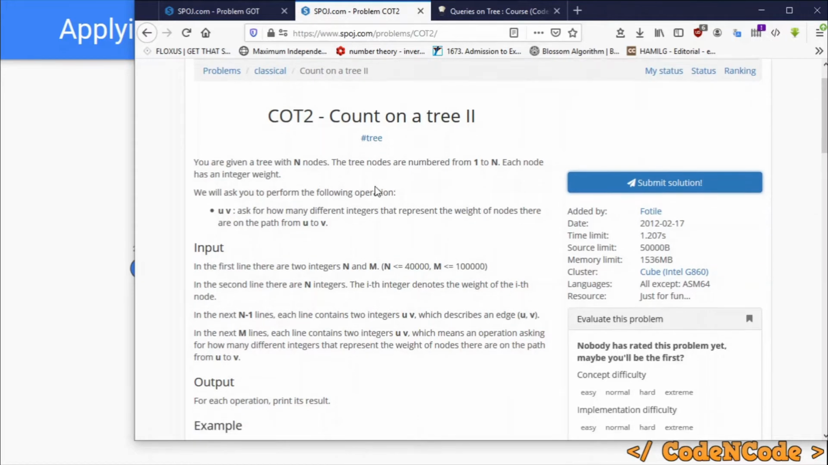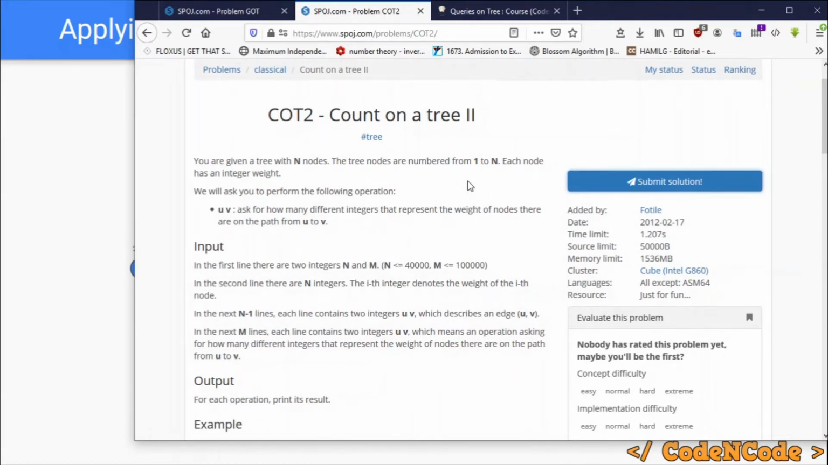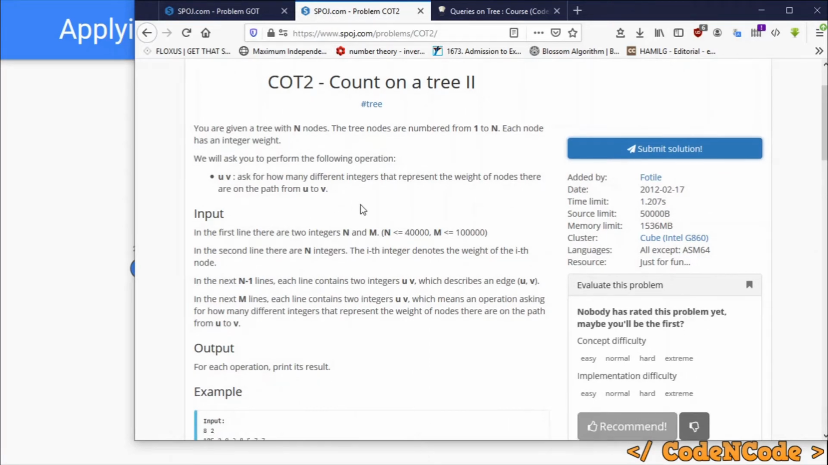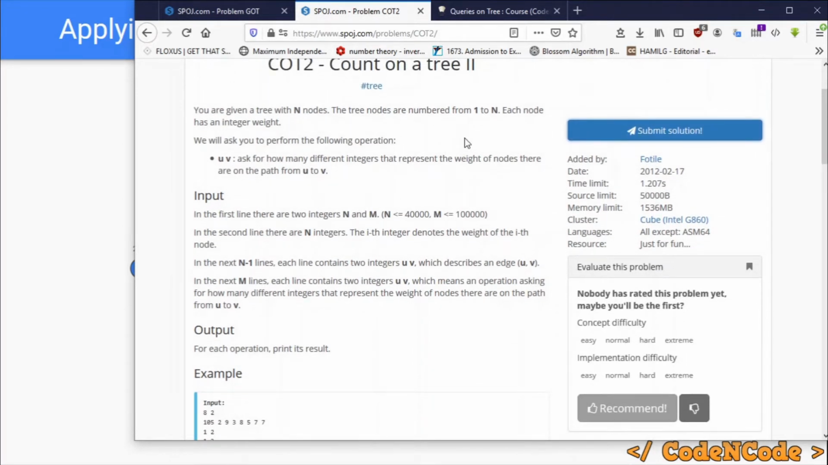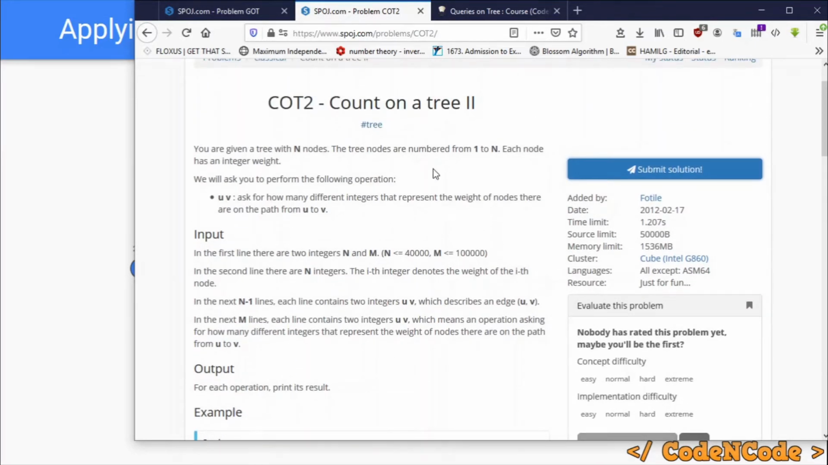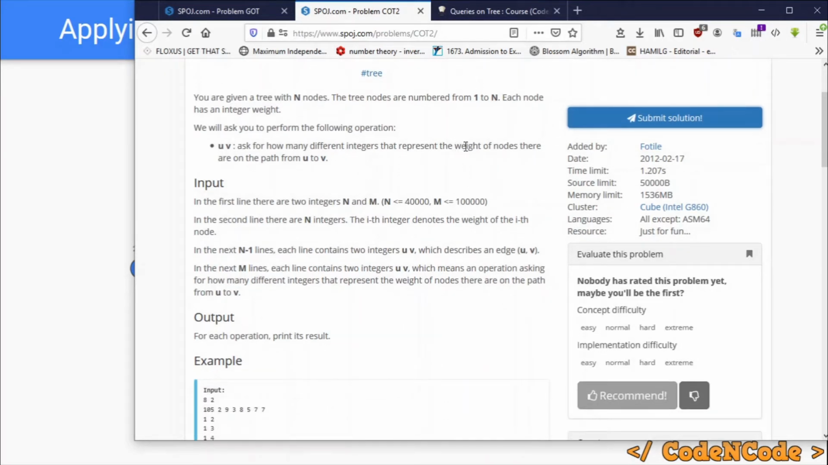Second, the question is, again we are given a tree with n nodes and each node is assigned a certain value, and there are q queries. Each query is of the form u, v. In each query we have to tell, on the path from u to v, how many distinct weights are there. So how many different integers that represent weight on the nodes? Same question. From the path u to v, we have to tell how many distinct weights are there.